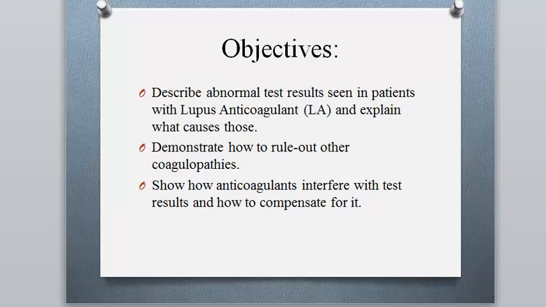The objectives of this course are to describe abnormal test results seen in patients with lupus anticoagulant and explain what causes those results. Another objective is to demonstrate how to rule out other coagulopathies and show how anticoagulants interfere with test results and how to compensate for those.